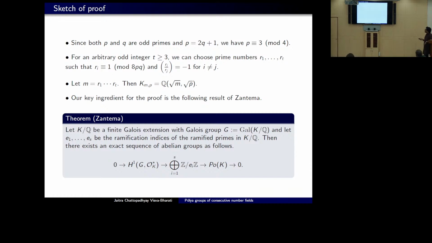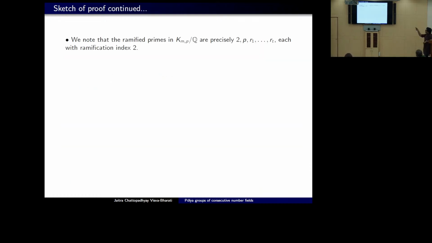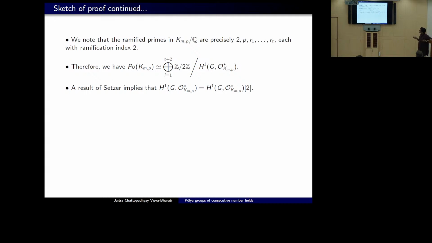So, for that we know that 2, p, r1, r2, ..., rt, these are precisely the primes that are ramifying in the biquadratic field, because these are the prime factors appearing in the quadratic subfields. So, already we get t plus 2 many ramified primes there. Now, some cohomological result gives us that the cohomology group is nothing but Z mod 2Z to the power 3. Now, t was in our hand. So, Z mod 2Z, t plus 2 many copies.